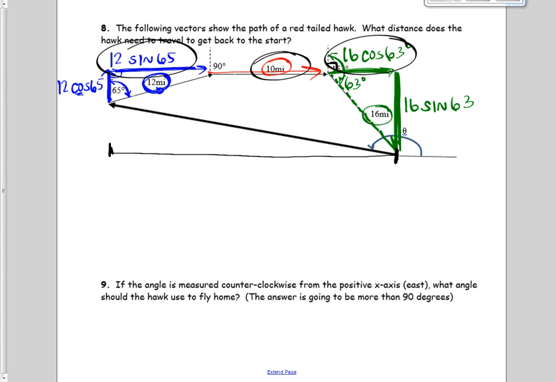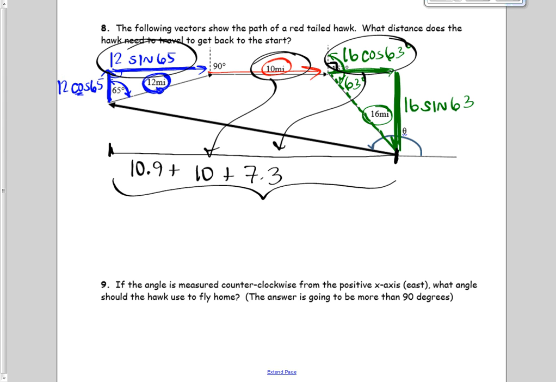So I've got, let's see, 12 sine 65, which is 10.8, 10.9 actually, so 10.9, plus this 10 right here, and then plus this piece, 16 cosine 63, is 7.3. And so altogether, this distance is 28, actually 28.2 on my graph. Full decimals. So we'll put 28.2. I'll just use those number values.